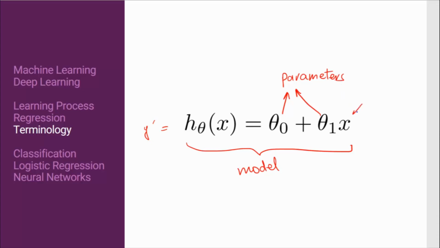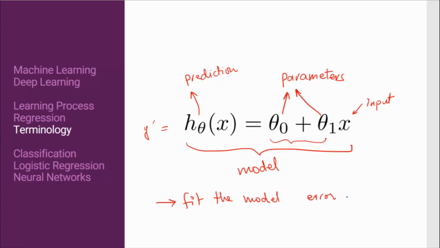So this is obviously the input, and this is our prediction. And what we're trying to do is fit the model. What that means is we're trying to find the values of these model parameters such that our error is minimized.